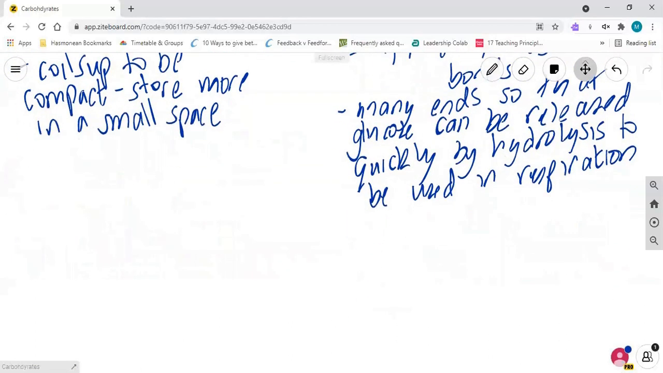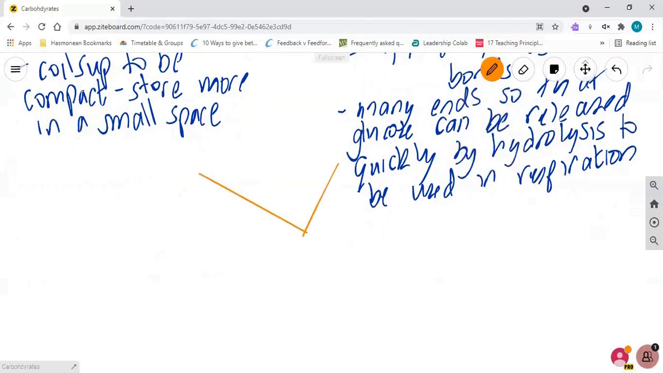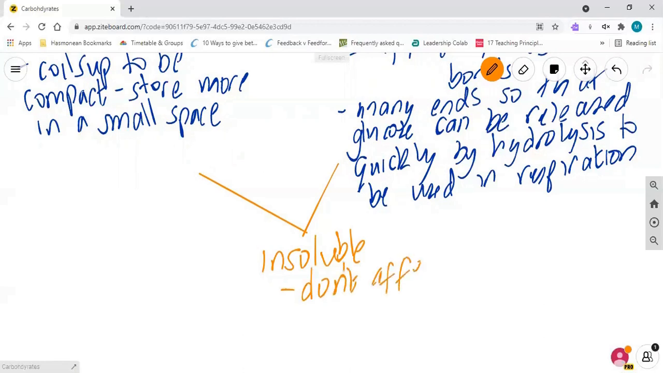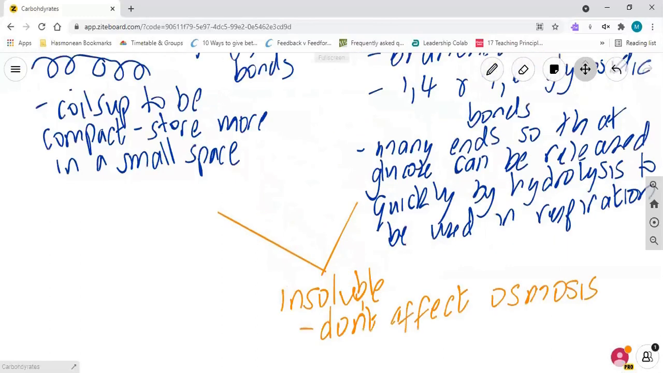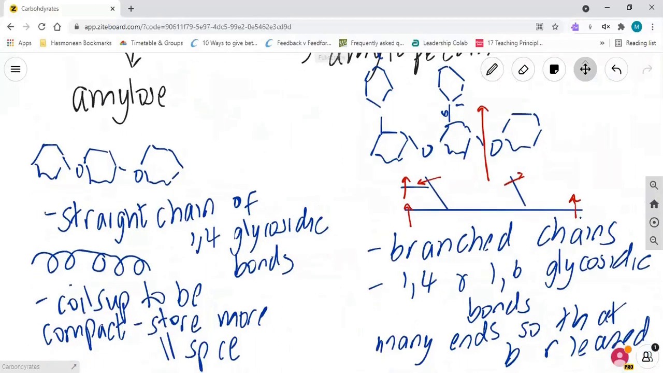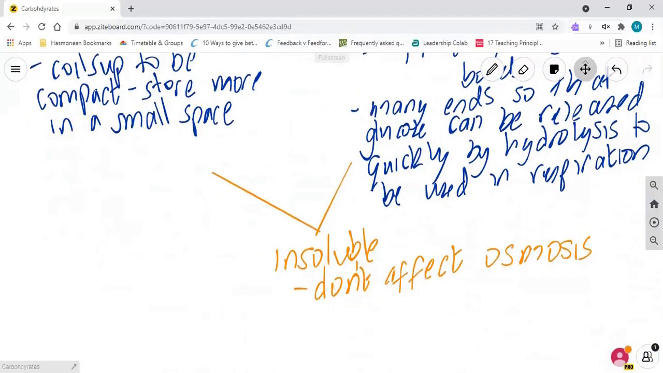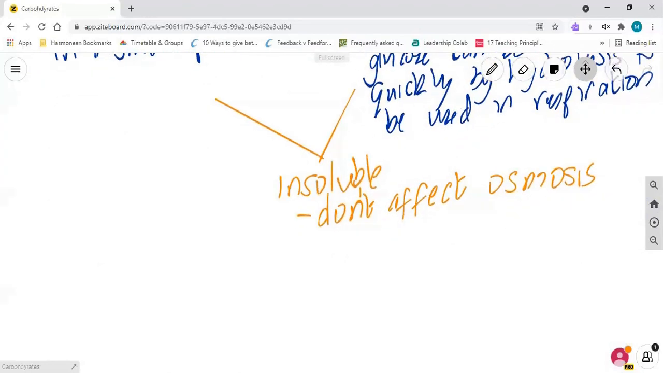And the other thing to know about both of these, both of them, amylose and amylopectin, is that they are insoluble. Because they are insoluble, they don't affect osmosis. So they don't draw water into the cell or cause water to leave the cell either way. So that's starch, made up of amylose and amylopectin. Amylose is straight chains, coiled up to be compact. Amylopectin is branched with lots of ends for hydrolysis of glucose, and both of them are insoluble. That's the link of their structure to their function.